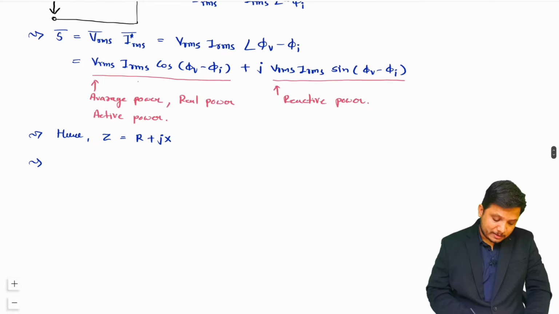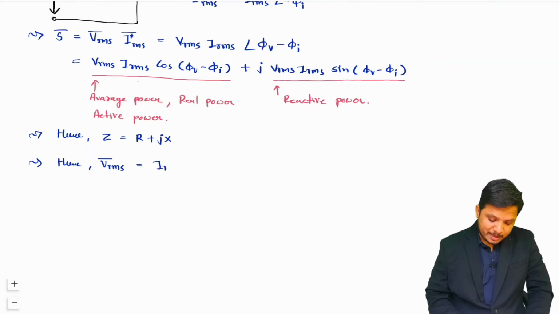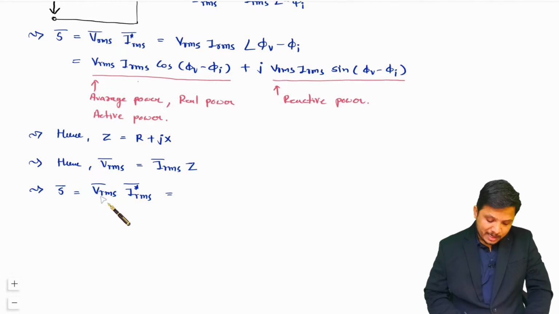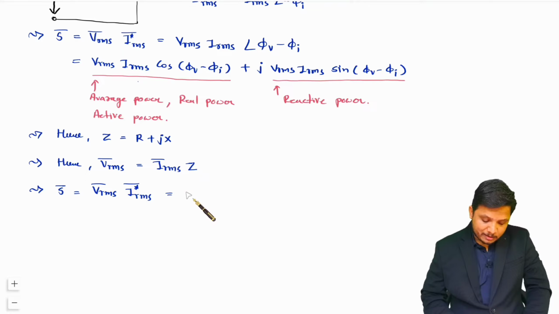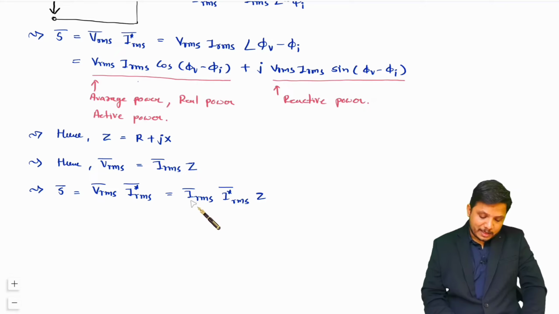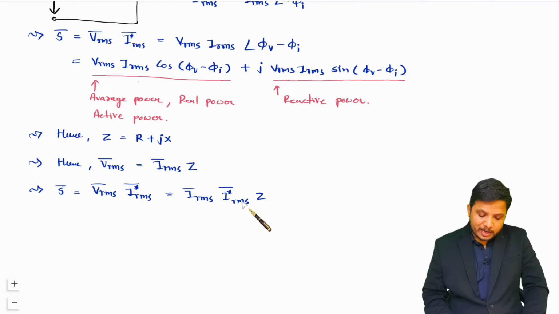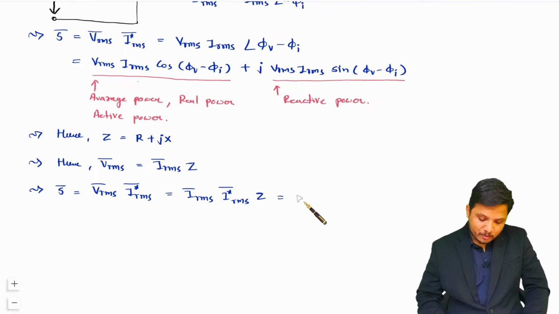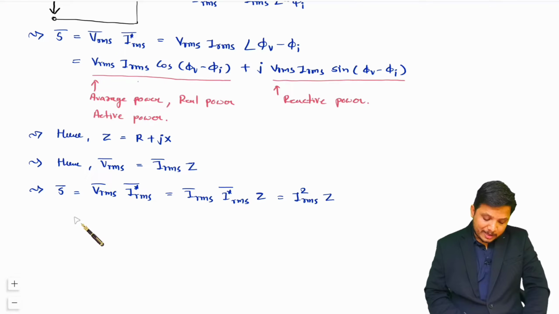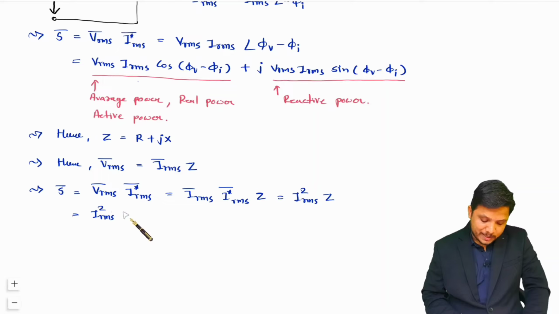So let us consider that first. Vrms phasor will be Irms phasor into impedance Z. Now we will be substituting this Vrms phasor into the complex power formula. So now Vrms phasor is Irms phasor into Z. You will observe Irms phasor into the conjugate of Irms phasor, so that is Irms square into Z. So I can say my complex power will be Irms square into Z, where Z is R plus jX.